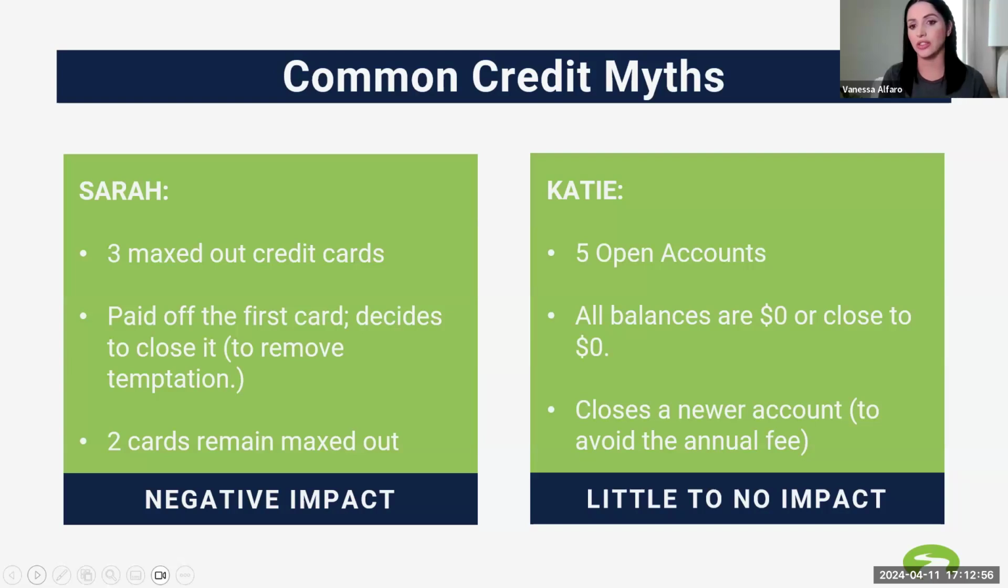And then you have Katie, who's opened 5 accounts. All accounts are at 0, and she closes her newest account to avoid the annual fee. And there's little to no impact because she's not carrying a lot of credit balances and she's been responsible. So those are just 2 examples of how one could negatively impact and one maybe not so much.